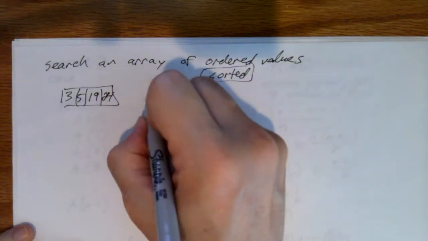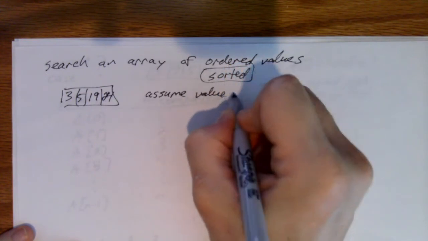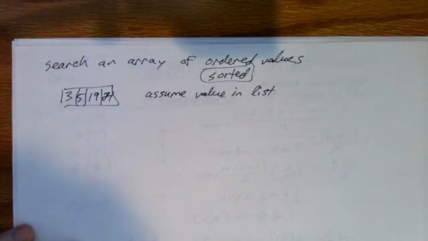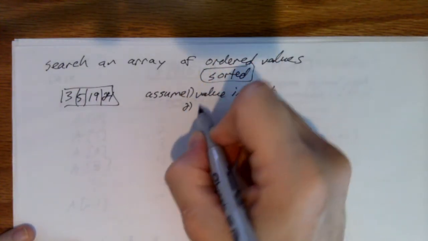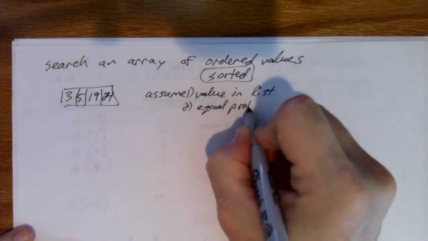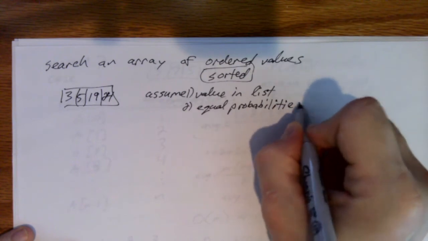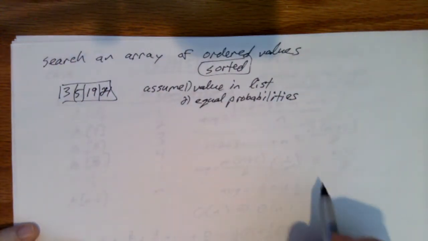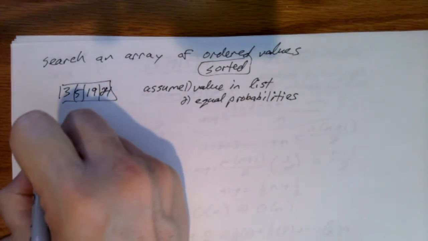So we're still going to assume the value is in the set or in the list, and equal probabilities that the value we want is in any particular place, right? But now we can take advantage of the fact it's ordered and perform what's called a binary search.